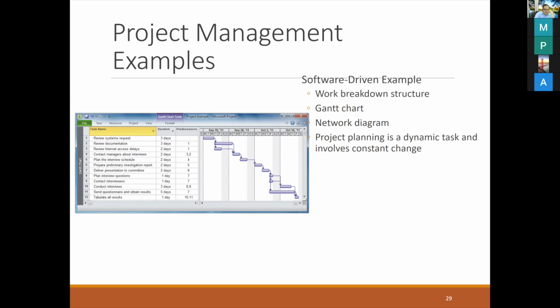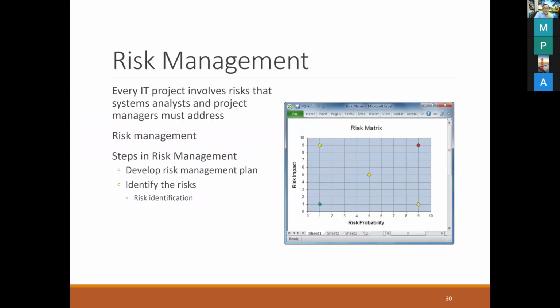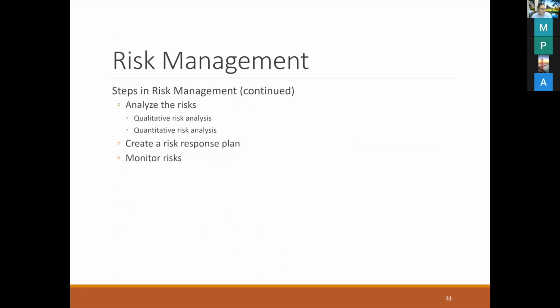So project planning, when we do it like this, is a dynamic task, because there are a lot of changes and constant change. The next thing that we have to know is what we call risk management. Every IT project involves risks that system analysts and project managers must address. The first step in risk management is to develop a risk management plan and identify the risks. We may also have to use calculation for risk analysis.